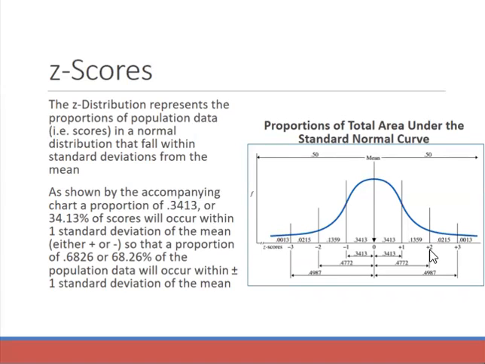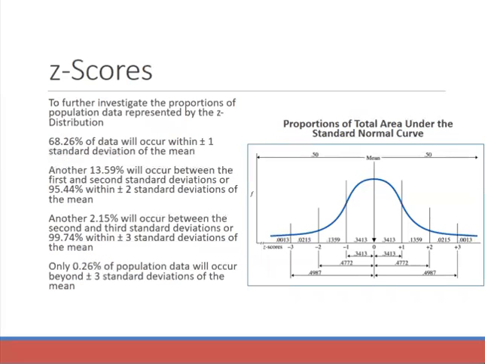For 2 standard deviations, we know that 95% of individuals or scores will fall within plus or minus 2 standard deviations of the mean. So the general guidance is that 68% of scores are within plus or minus 1 standard deviation, 95% are within plus or minus 2, and 99% are within plus or minus 3. Okay, so the vast, vast majority of scores are within 3 standard deviations of the mean.